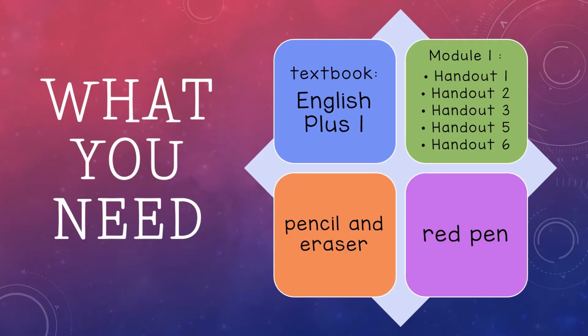What you are going to need today are your textbook, English Plus 1, the handouts from Module 1, Module 1 Handout 1, Module 1 Handout 2, Module 1 Handout 3, Module 1 Handout 5, and Module 1 Handout 6. 5 handouts. Okay? Pencil and eraser, and also a red pen for you to mark.